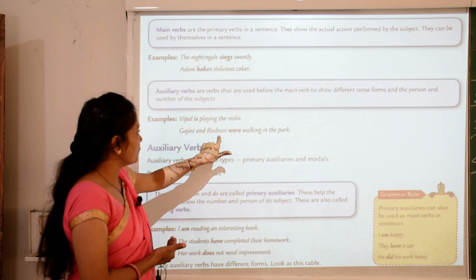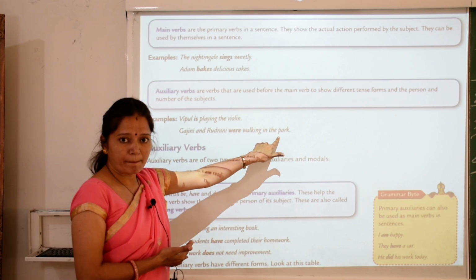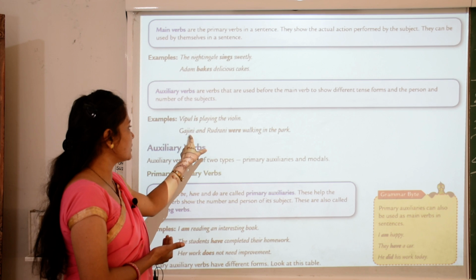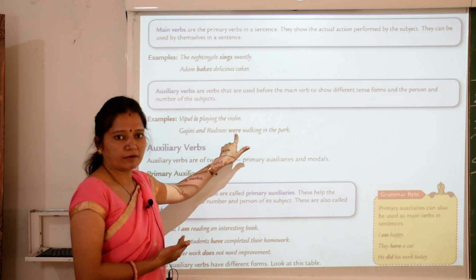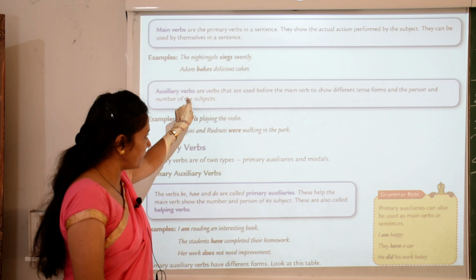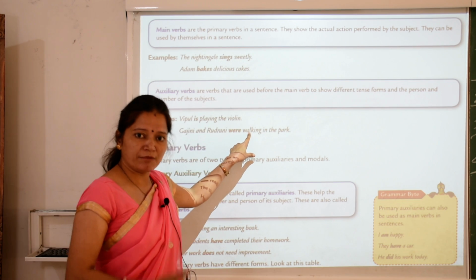Gajni and Rudrani were talking in the park. Here our subject is plural. So here the verb we have written is "were". It is our auxiliary verb, and talking is our main verb here.